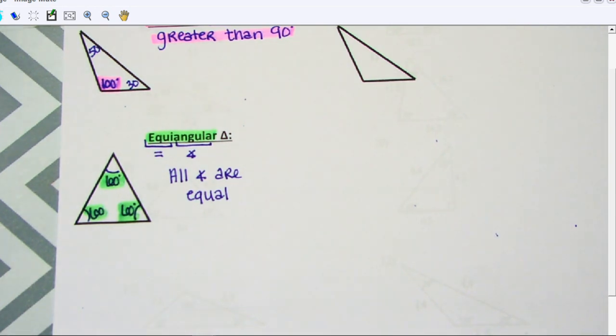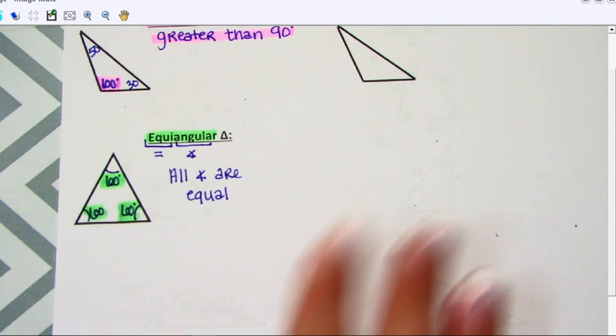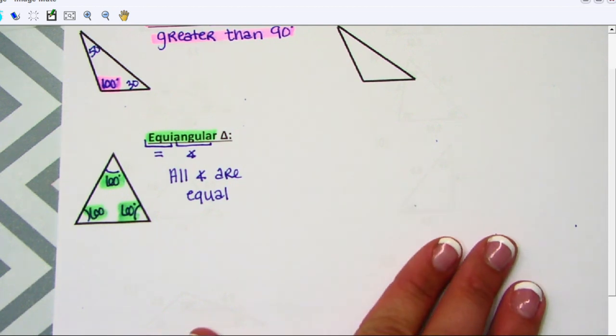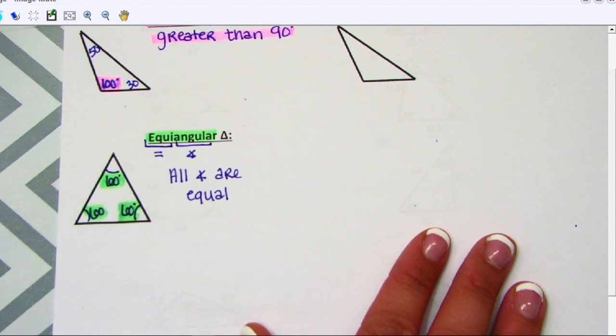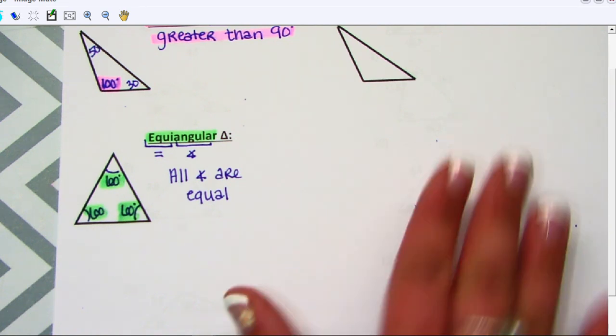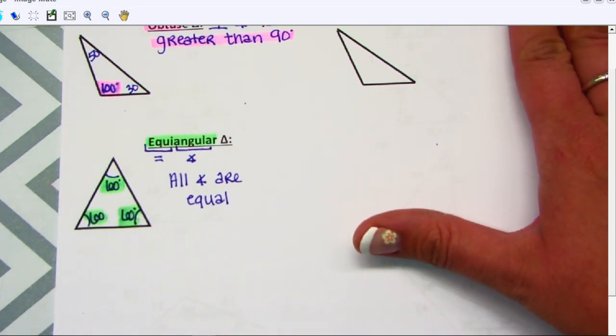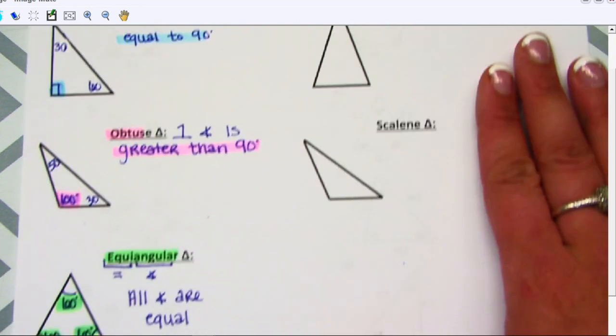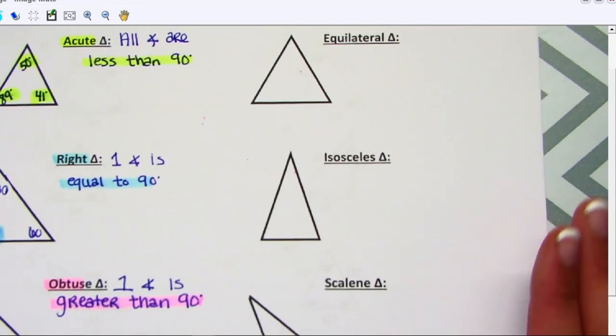Now those are all sides or angles. I'm sorry, these are all angles. Now we're going to classify by sides. So angles, if they're all 60, they're called equiangular. All right, let's hop on down, or I guess up, to sides.